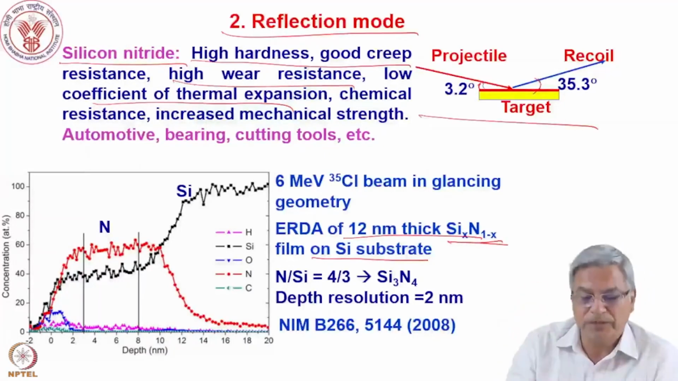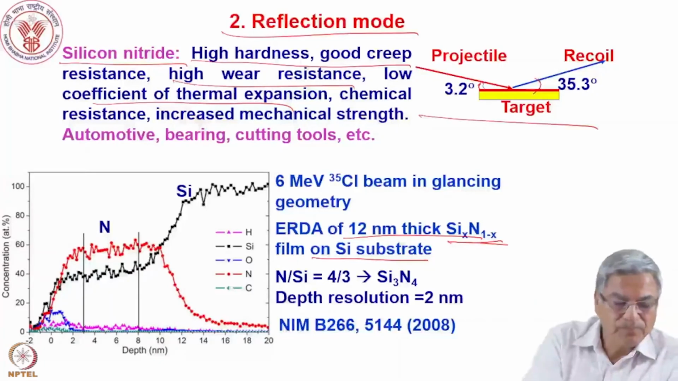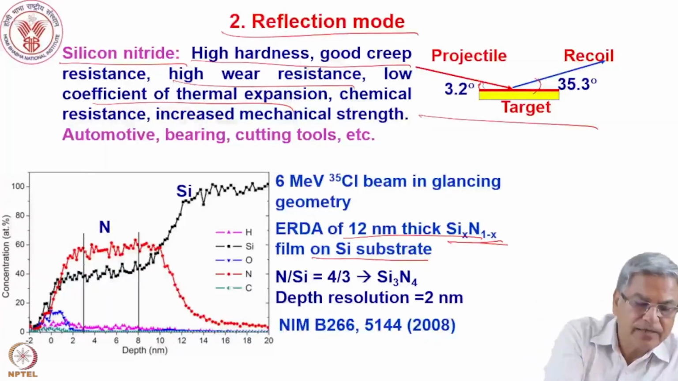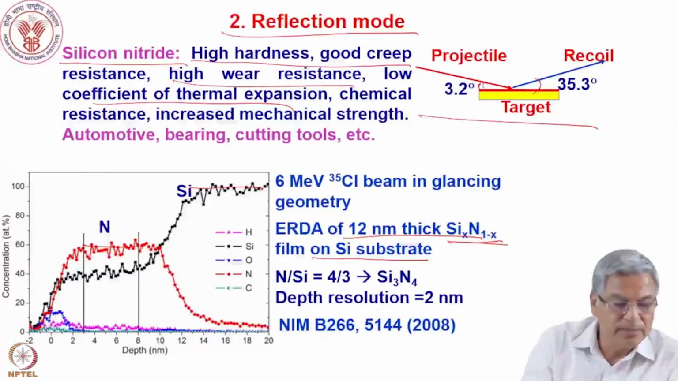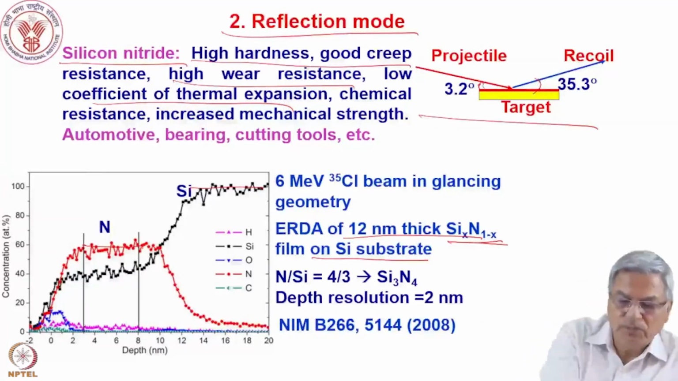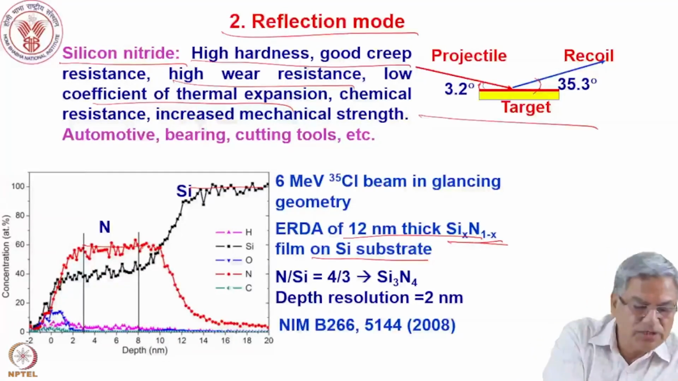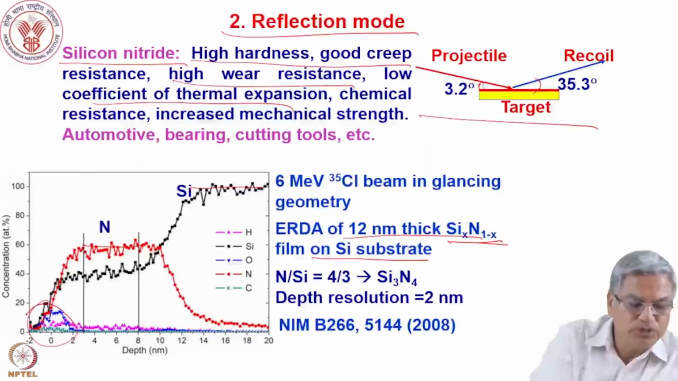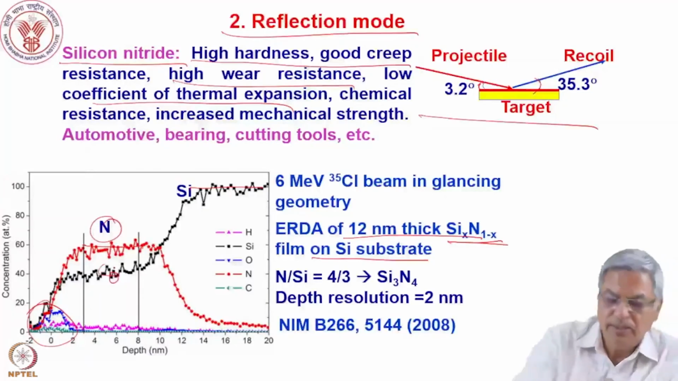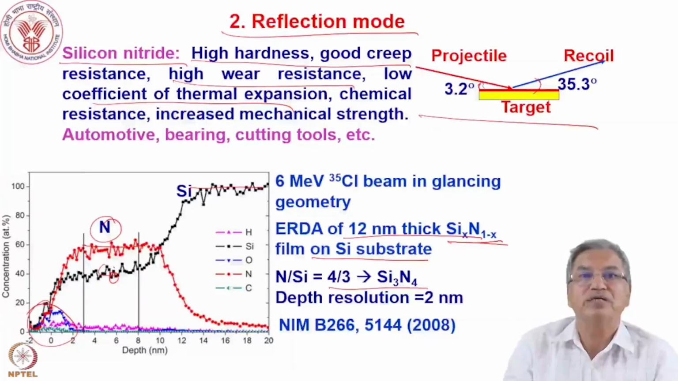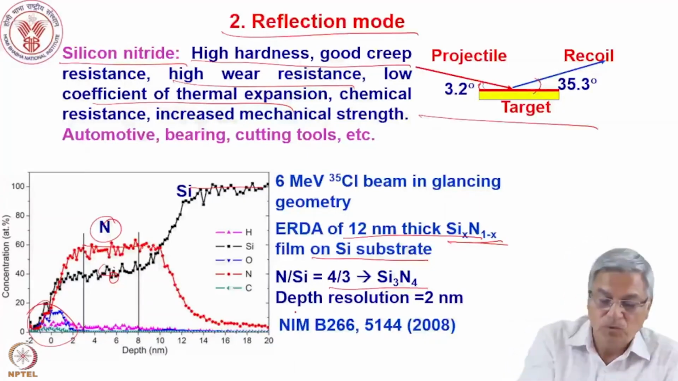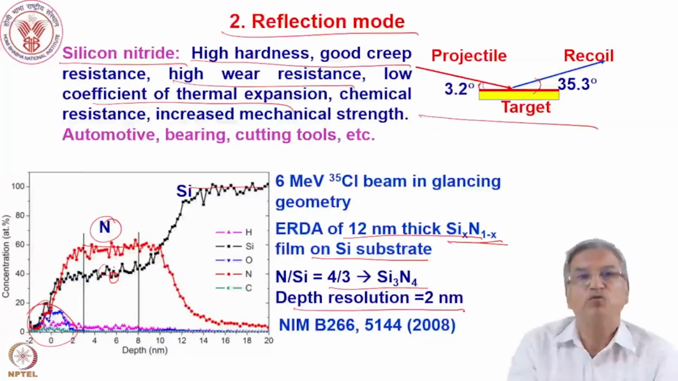But you can see here, you can get a flat concentration of nitrogen and silicon, and that is the bulk silicon, and you will see some impurities. These low Z impurities are seen here. From the ratio of the nitrogen and silicon counts, they could find out that it is Si3N4 silicon nitride, with a depth resolution of 2 nanometers.